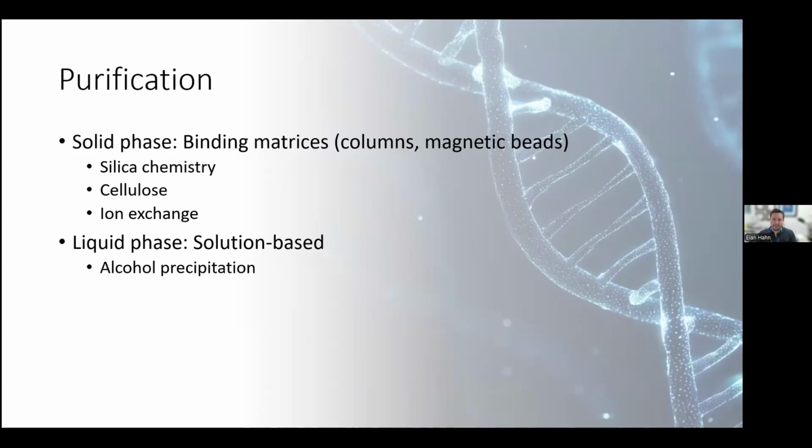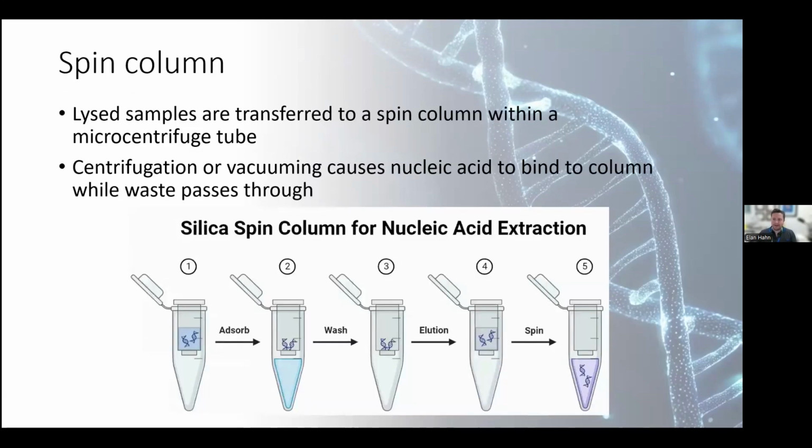So two of the more common purification methods are spin columns and magnetic beads. First, looking into spin columns. These lysed samples are transferred to a spin column within a microcentrifuge tube, and then you centrifuge or vacuum, causing the nucleic acid to bind to the column while the waste passes through. And then you'll see steps 3, 4, and 5 where we wash away the waste and elute the nucleic acid off of the column. This is an example of a silica spin column.